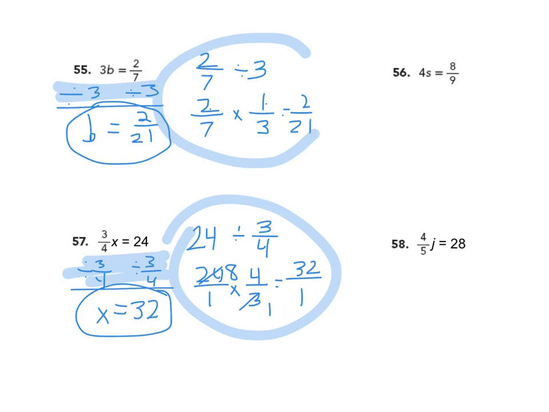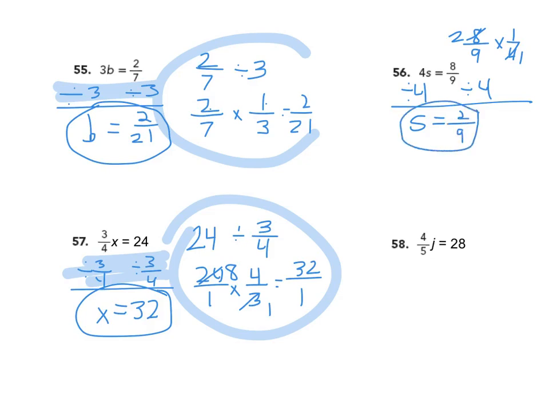So for number 56, I see that the reason s is not by itself is because it needs to be divided by 4, because it's times 4. So if I divide 4s by 4, I get s. And if I divide 8/9 by 4, dividing by 4 is the same as times the reciprocal. I can make this 1, and I can make this 2. So I end up getting 2 over 9, or 2/9 for this one.